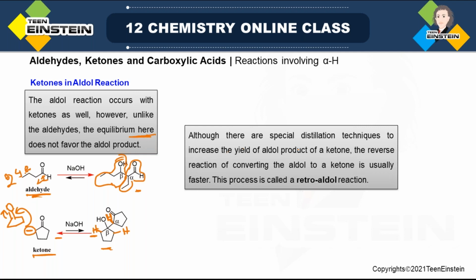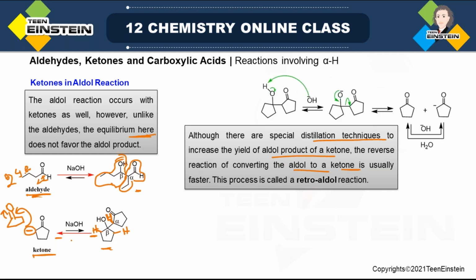Now there are some special distillation techniques by applying which we can increase the yield of the aldol product for a ketone. Now the reverse reaction, converting the aldol product of a ketone to the starting ketone, is actually very fast, because see here the backward arrow is longer. That means if you have some aldol product as a starting material which you have obtained from a ketone and now you are doing the retro reaction, it will be called retroaldol, and that reaction is very fast for ketones because here the backward arrow is longer. It will mostly remain in the ketone form.